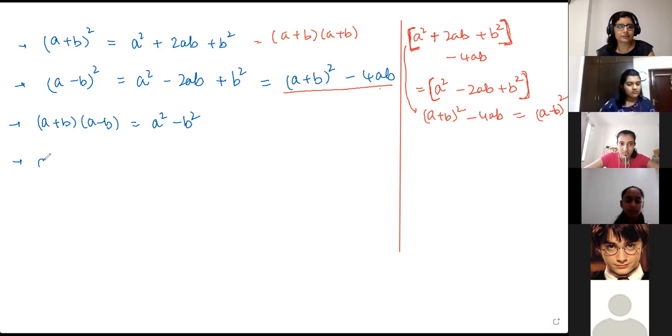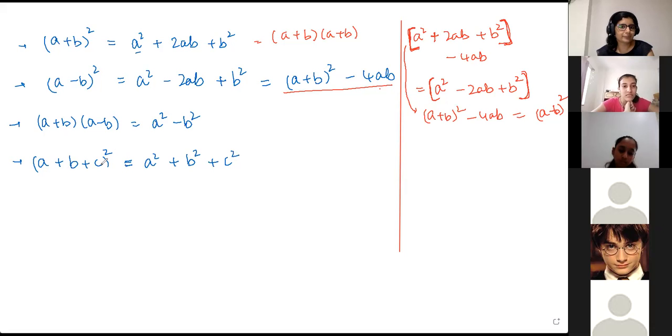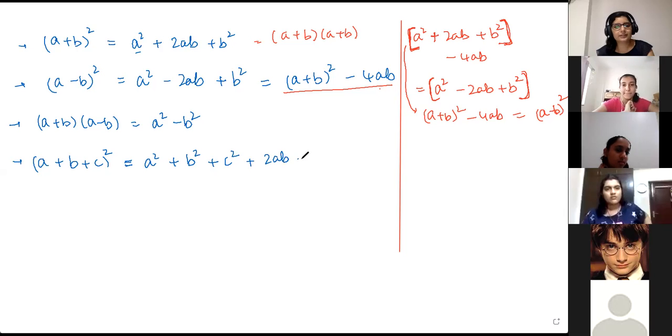Now coming to the big one. What if you have three different terms, a plus b plus c the whole square? Its expansion is just like a plus b whole square. In a plus b whole square, you've got a square, b square, and 2ab. Similarly, with three terms, you have a square plus b square plus c square, the square of each term. In place of 2ab, in this case, you'll have plus 2ab plus 2bc plus 2ac.